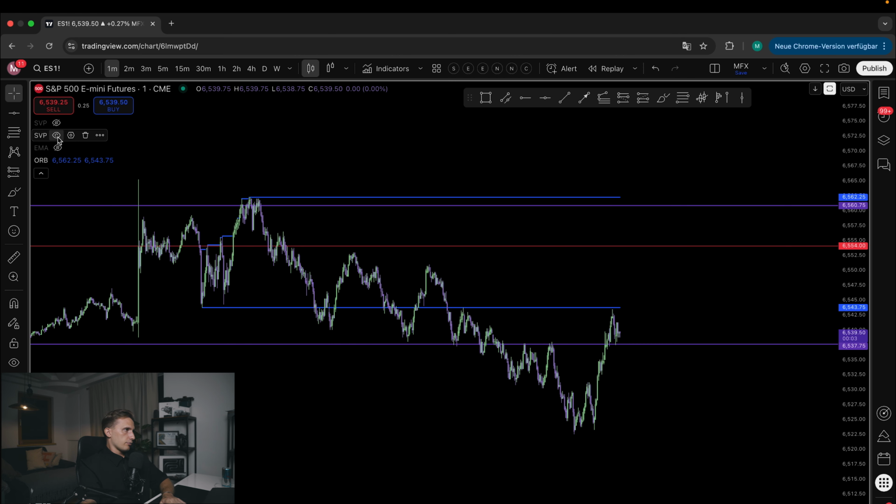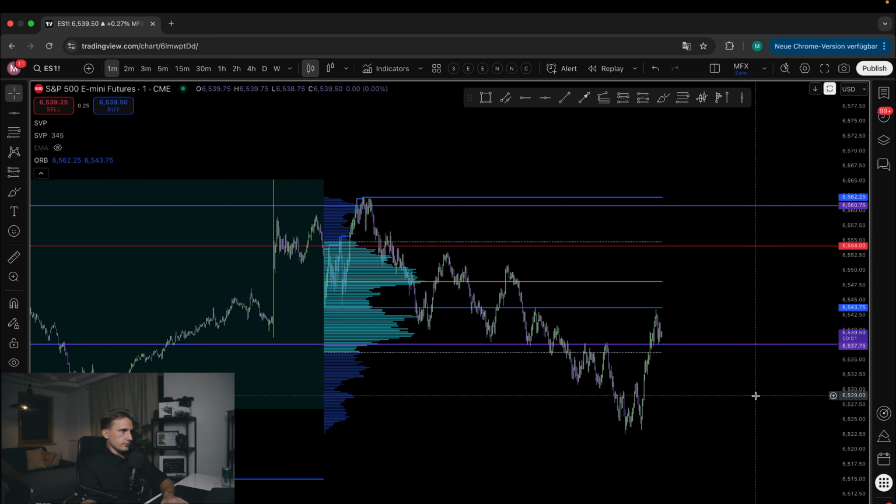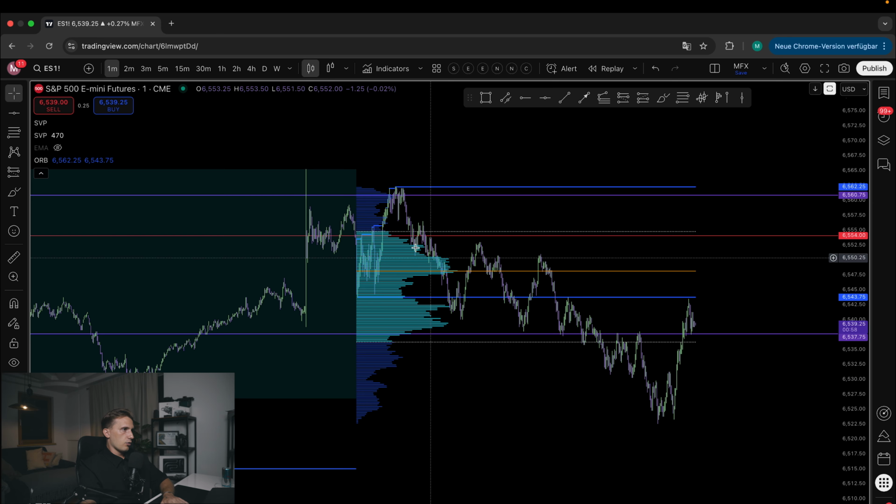So let's put the volume profile back on. You have the value area low, value area high.